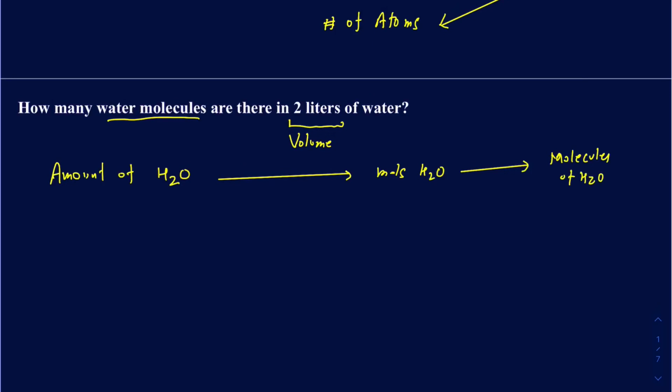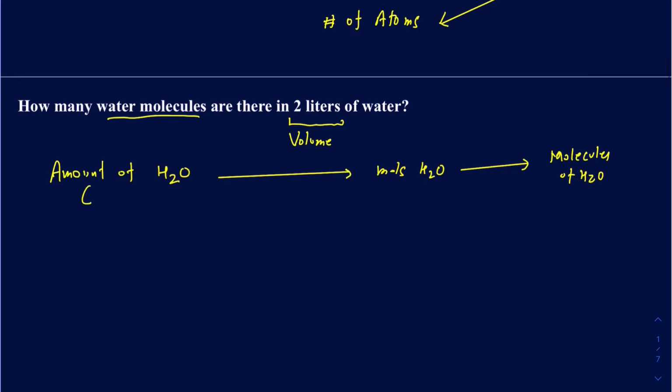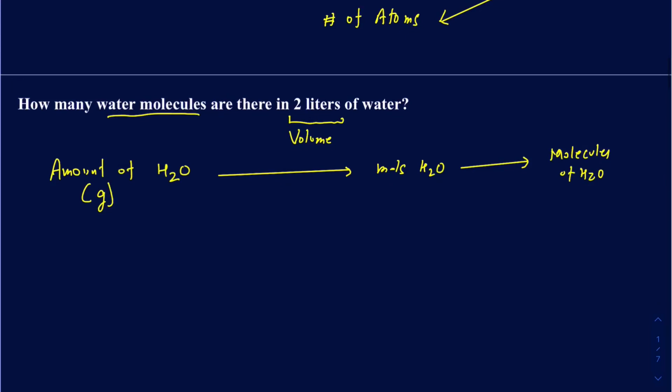Okay, so to go from the amount of water, which in this case I'm going to have in grams, we have to figure out how you convert the liters to the grams, but we'll do that in a minute. So for the grams of water to the moles of water, I would have to use the molar mass as our equality. And what's going to be the molar mass for water?